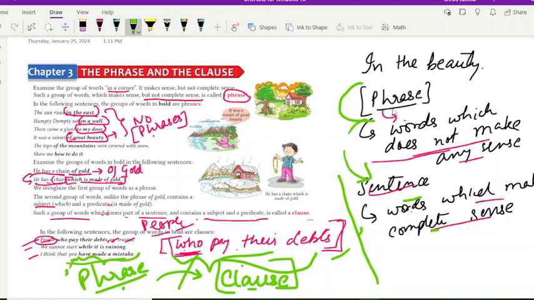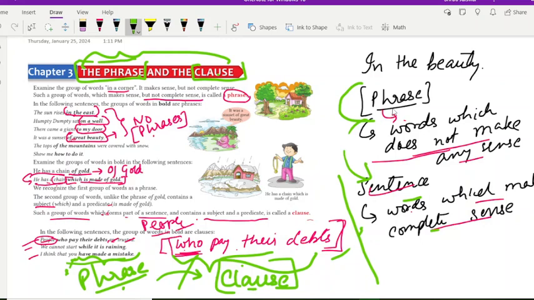Any doubt? No doubt. So this third chapter deals with the phrase and the clause, in which the groups of words which make incomplete sense are the phrase and the clause. The difference between phrase and clause is that the phrase does not have any kind of subject and predicate, but the clauses are those groups of words which, obviously, don't make complete sense, but they have a subject as well as a predicate. So this is the end of this chapter, chapter number 3.